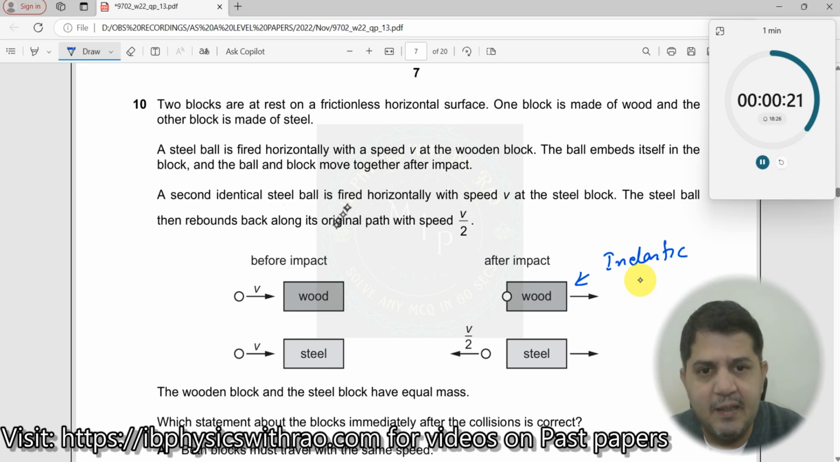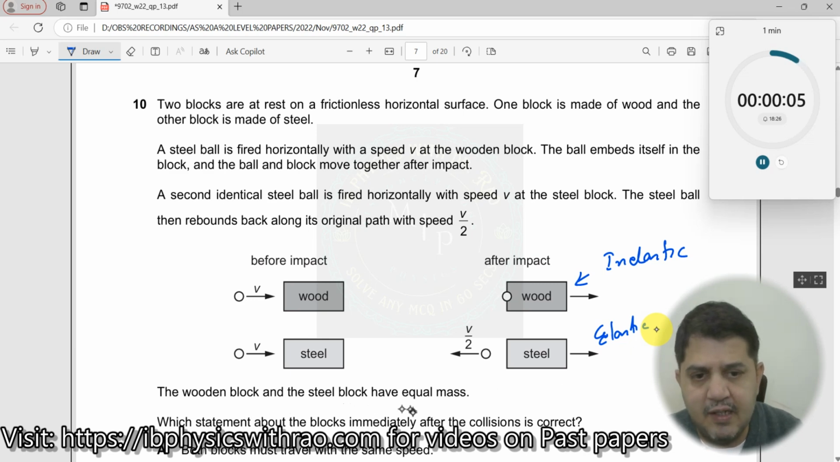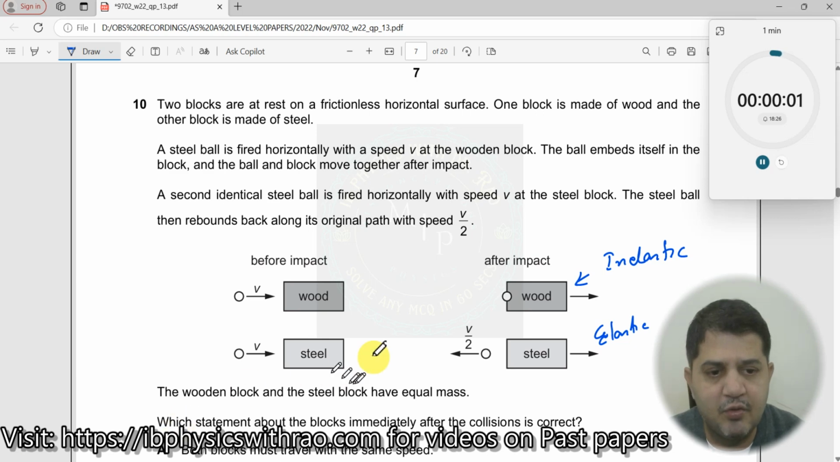The second identical ball is fired horizontally with speed v at the steel block. The steel ball then rebounds back along its original path with speed v/2. It goes away. So what kind of collision is this? This is not perfectly inelastic, so this could be an elastic collision. The wooden block and the steel block have equal masses. Which statement about it is true after the collision?